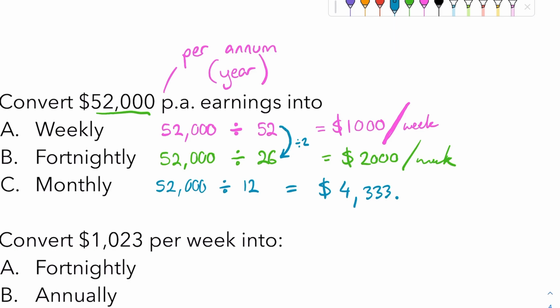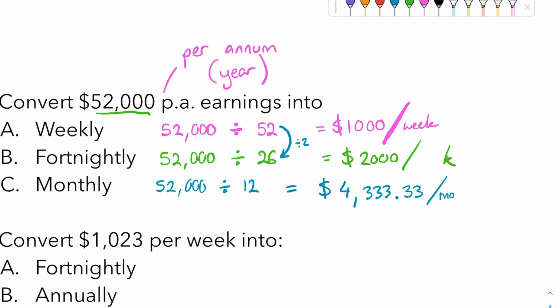Now, because money, particularly cents, only has 2 decimal places, I will need to round my answer. It's going to end like this because 3 is not big enough to change the next digit up, so I'll leave it like that. And that is per month. I think it's MO for month.